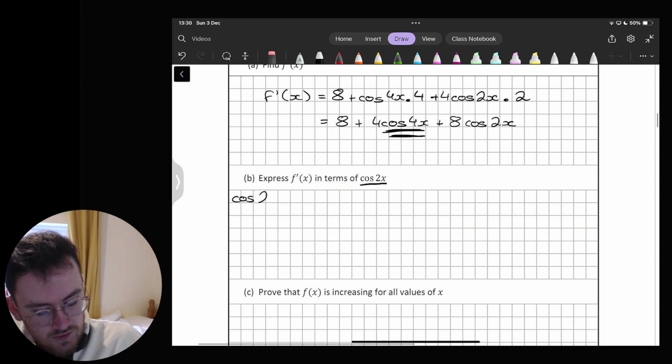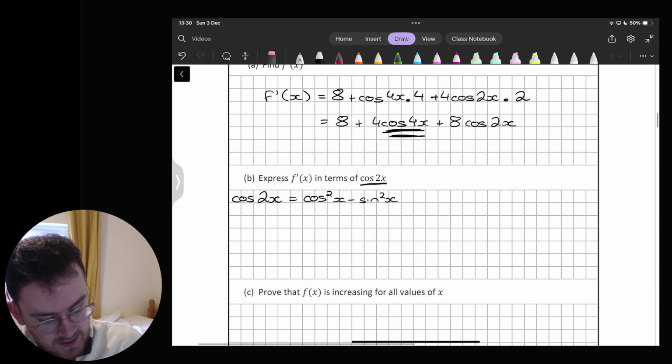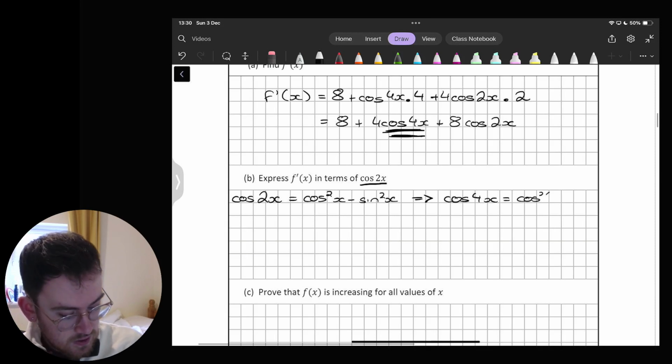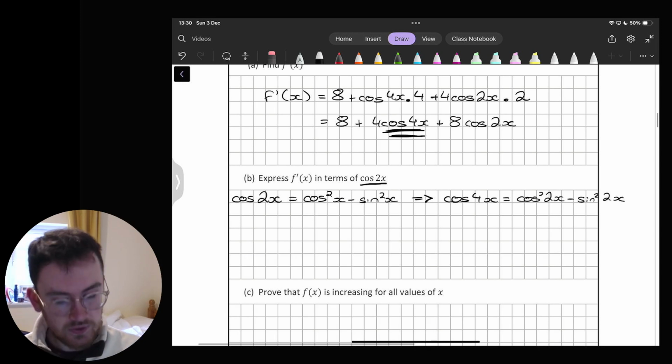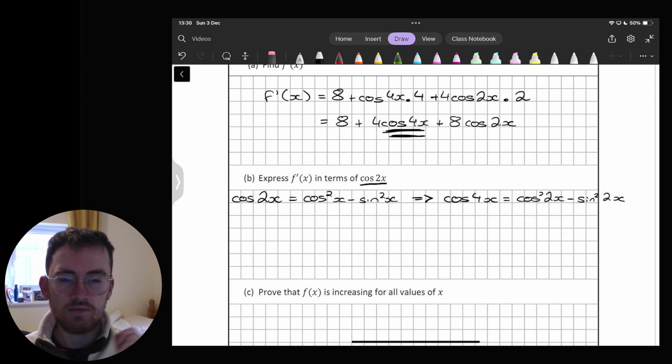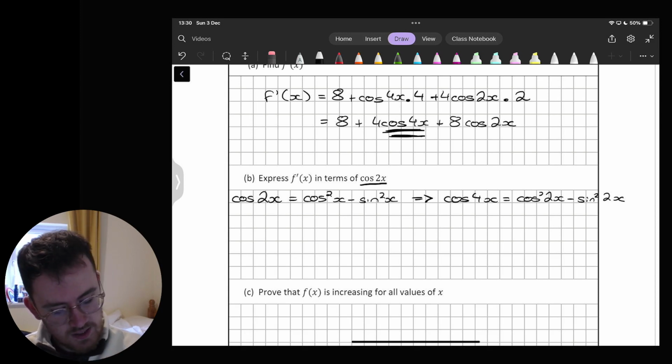So I'm going to make use of the first identity, which is that cos 2x is the same as cos squared x minus sine squared x. If we adapt that for our question here, we can deduce that cos 4x is the same as cos squared 2x minus sine squared 2x. So that's going to help me, as I'm going to be able to write the cos 4x as cos squared 2x minus sine squared 2x.